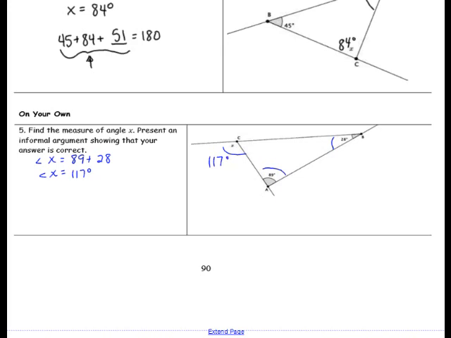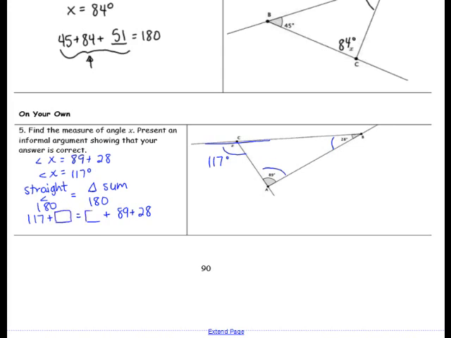An informal argument showing that your answer is correct. Okay, we know that the angles on a line are equal to 180 degrees. So a straight angle is equal to 180 degrees. And we know that the triangle sum of the interior angles is also 180 degrees. And the triangle sum, we know two of the angles. We have 89 plus 28. And on the straight angle, we know 117.